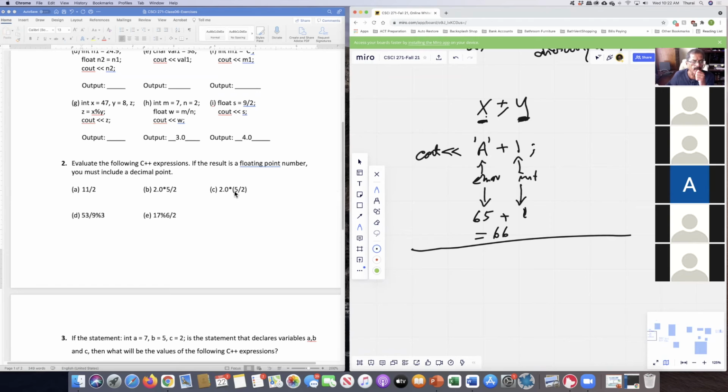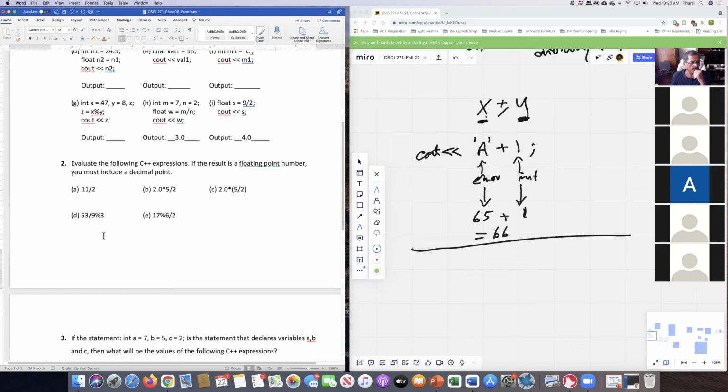Well, let me explain anyway. The 5/2 is in parentheses, so that operation is going to be done first. Remember, parentheses is always first. So it'll divide 5/2, and that will be a 2, not 2.5. So that 2 multiplied by 2.0 will be 4.0, because one of them is float, so the answer will be float.